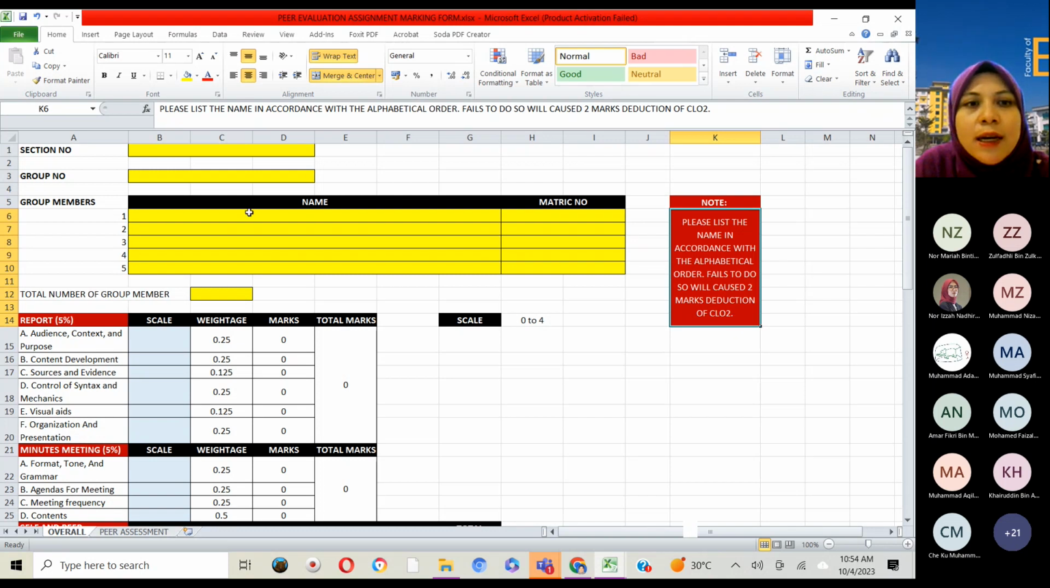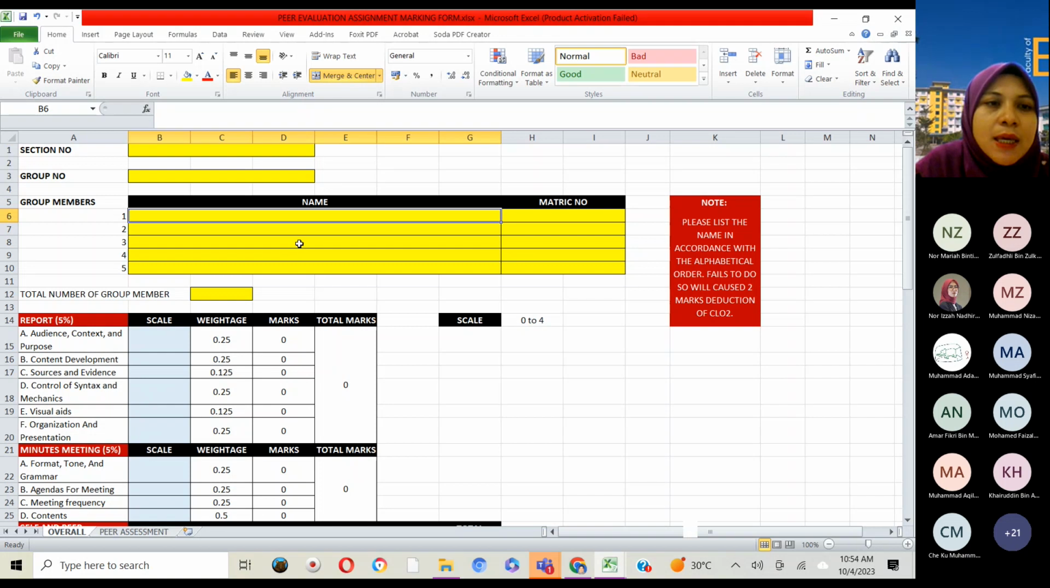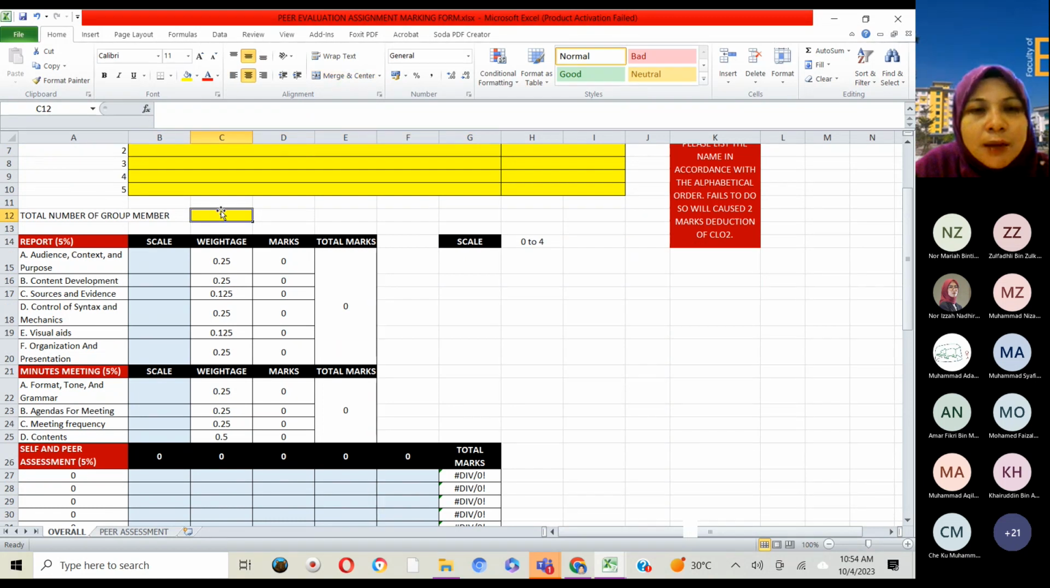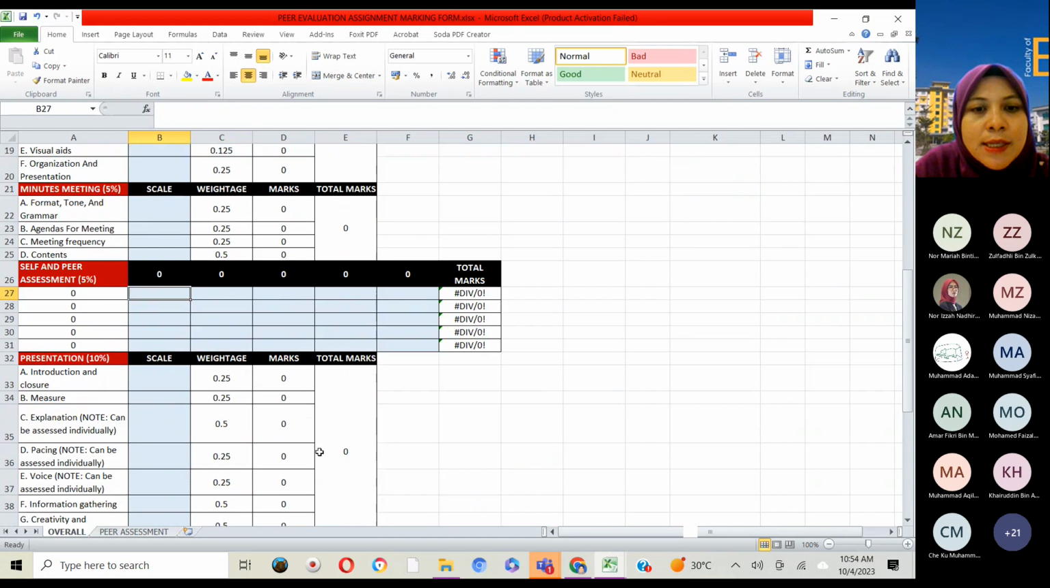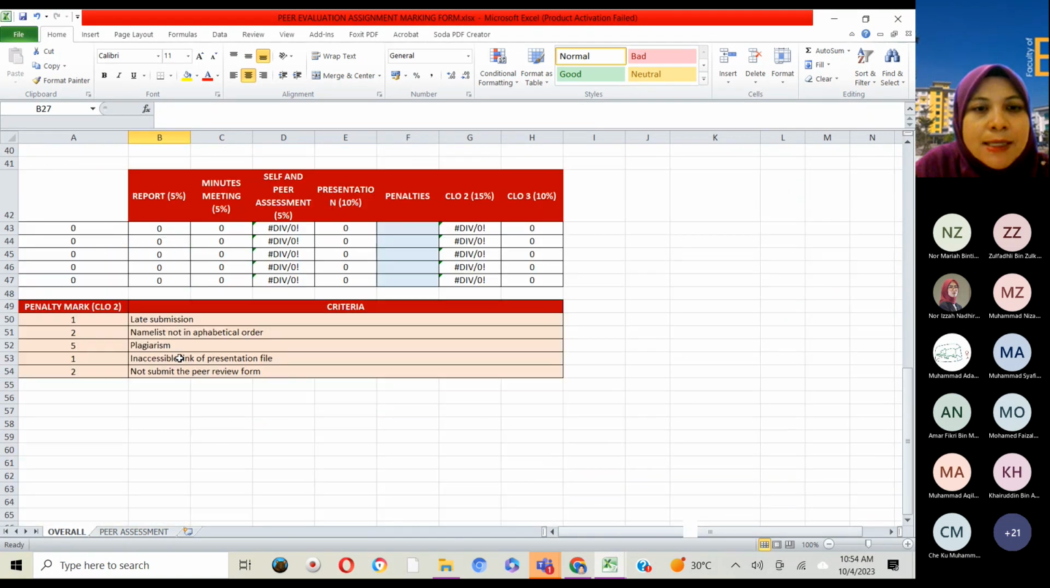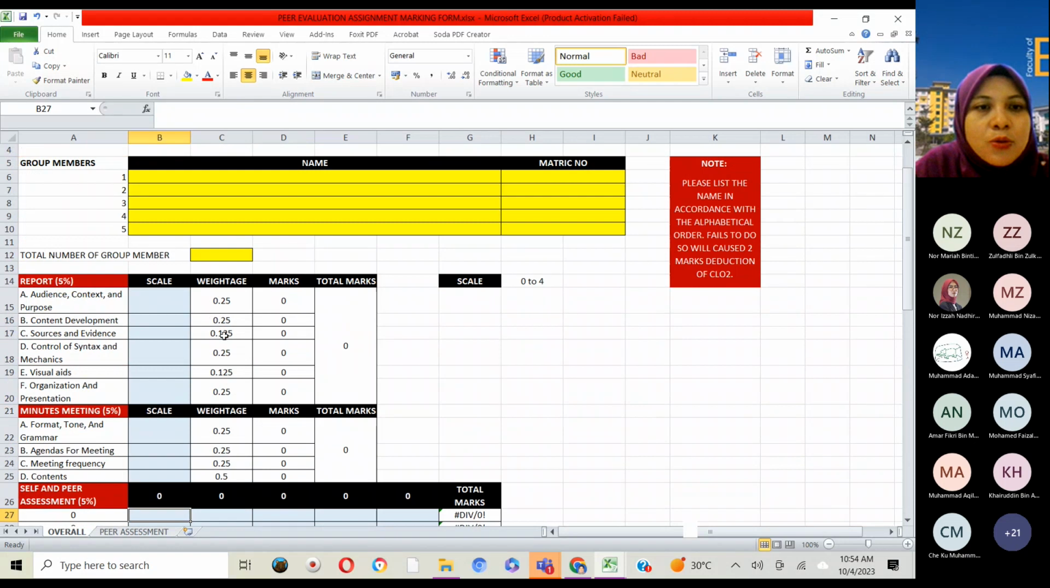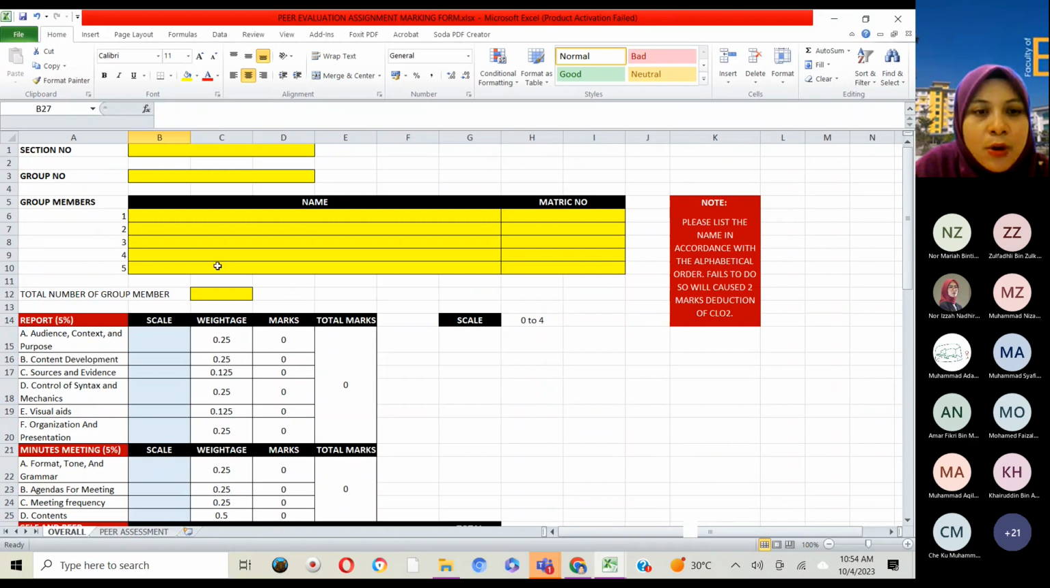So basically you have to put the names in alphabetical order. A, B, C, D. Okay, don't make mistakes. And then the numbers, and then the total number of group members, 5 or 4. Don't fill in this one. The blue color is my job. Don't fill it in, just leave it. You fill in the yellow box only. After that, this is the first step.